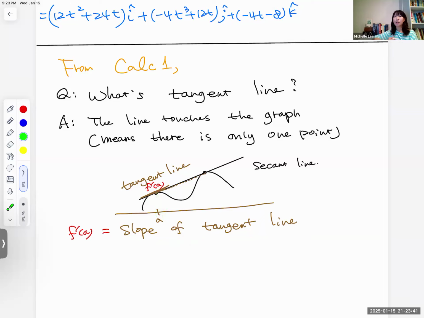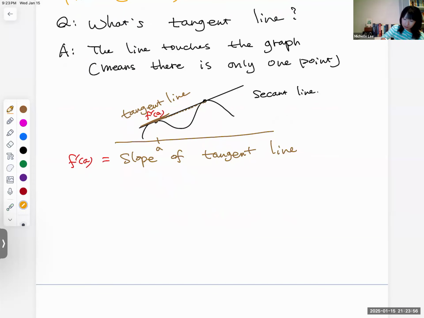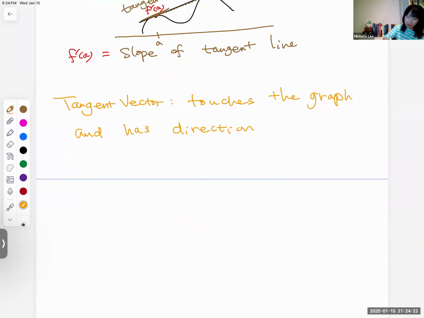Then in calculus 3, in this section, we will learn about the tangent vector. So a tangent vector touches the graph. It's a vector, so it has a direction. So tangent vector: touches the graph and has direction. Okay, so here's the example of a tangent vector.